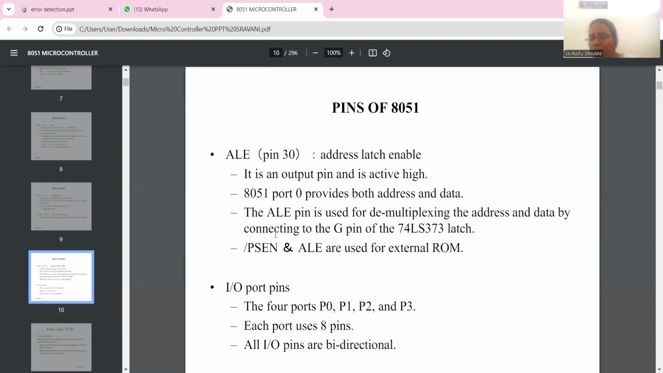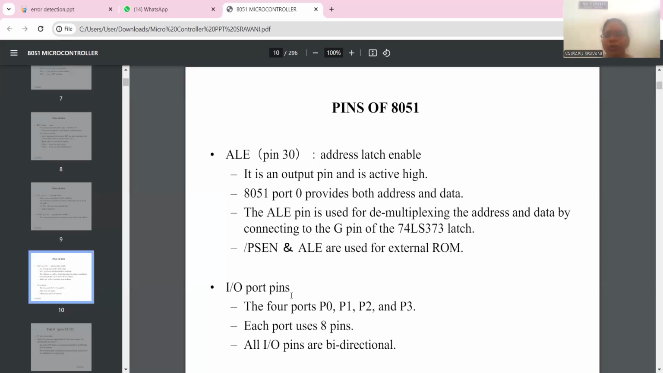When ALE equals 1, it chooses only address. When ALE equals 0, it chooses only data. Lower order data is accessed when ALE equals 0, and when ALE equals 1, the higher order address is accessed.